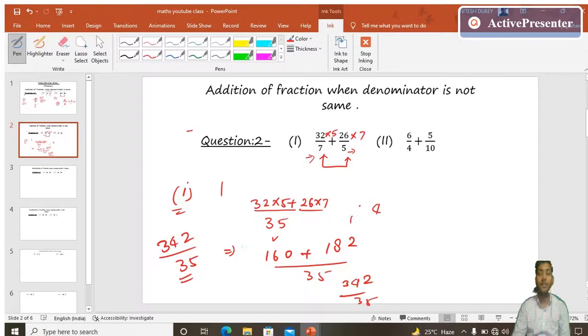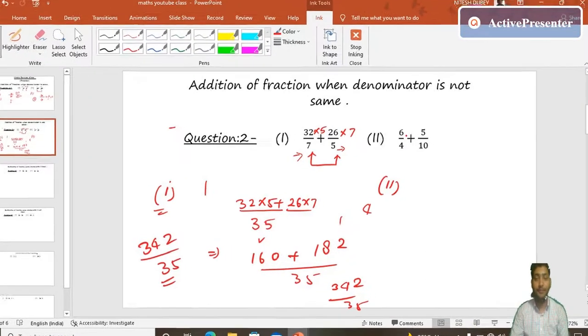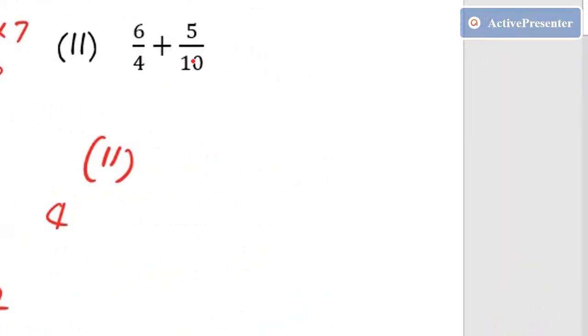Now we are solving the second question using the same method. Here you have 6 by 4 plus 5 by 10. Now take the LCM of 10 and 4, because the denominator is not the same in this case also, so we will take the LCM. When we take the LCM of 4 and 10, we get the value 20.